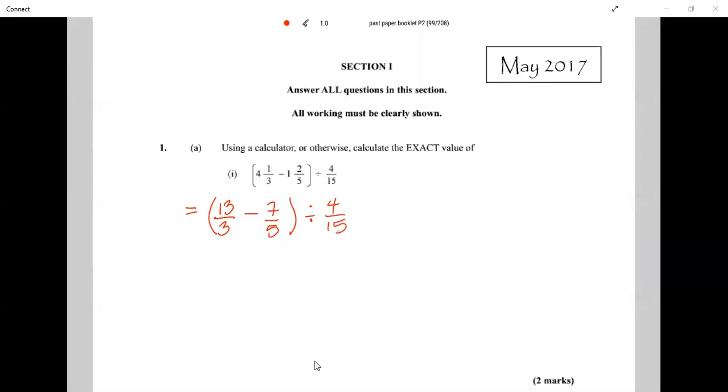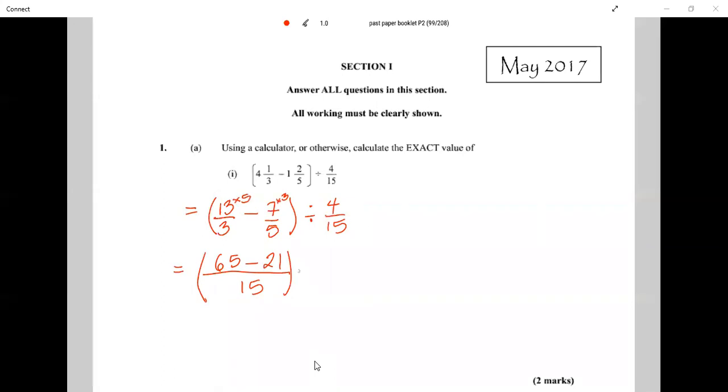Next, if you're adding or subtracting fractions and the denominators are different, you must find the LCM. So over here to the left, the LCM is 15. 3 into 15 goes 5 times. 5 times 13 is 65. Minus 5 into 15 3 times. 3 times 7 is 21.